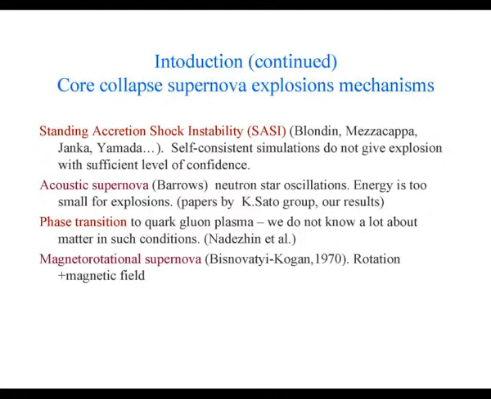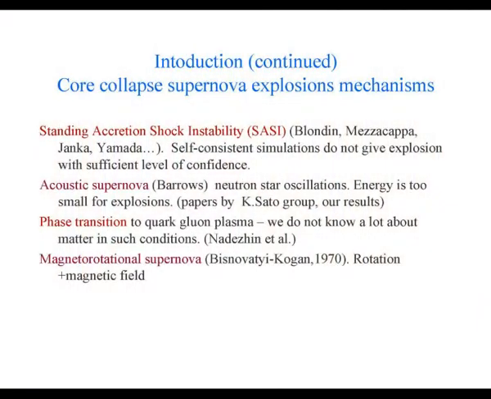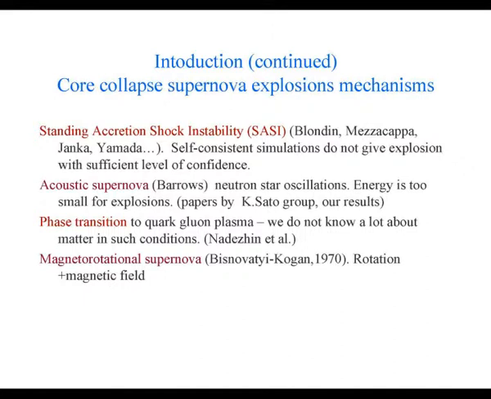Another mechanism was suggested by Adam Burrows, the so-called acoustic supernova. The idea was that if we have a newborn neutron star and this stalled shock, acoustic energy will be generated by some mechanisms, and then it can push the shock and produce a supernova explosion. Another mechanism is connected with a phase transition, when we form not just a neutron star but quark-gluon plasma, a so-called strange star. But we don't know too much about the details of the properties of matter in this condition.